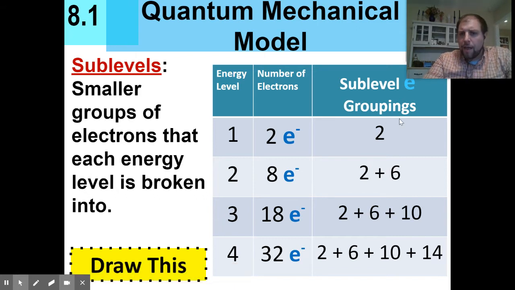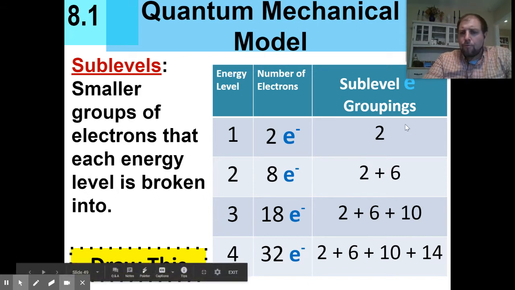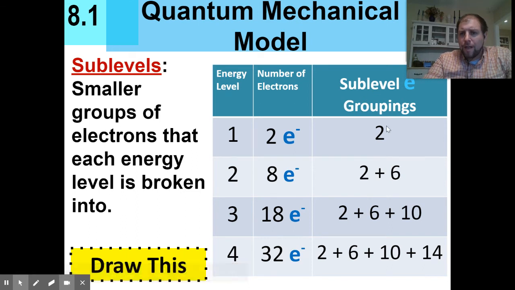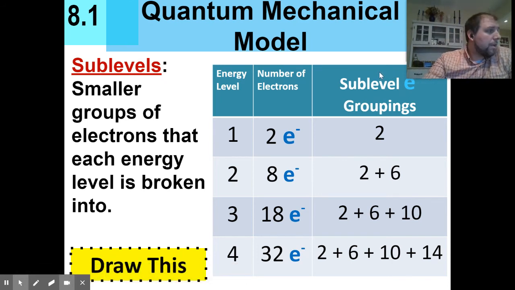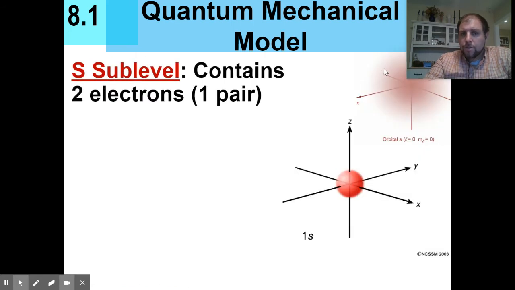Okay? So you'll notice how every energy level has a grouping of 2 electrons. They have one little group of 2 electrons as part of that level. All right? That sublevel that has 2 electrons, we call it the s sublevel.